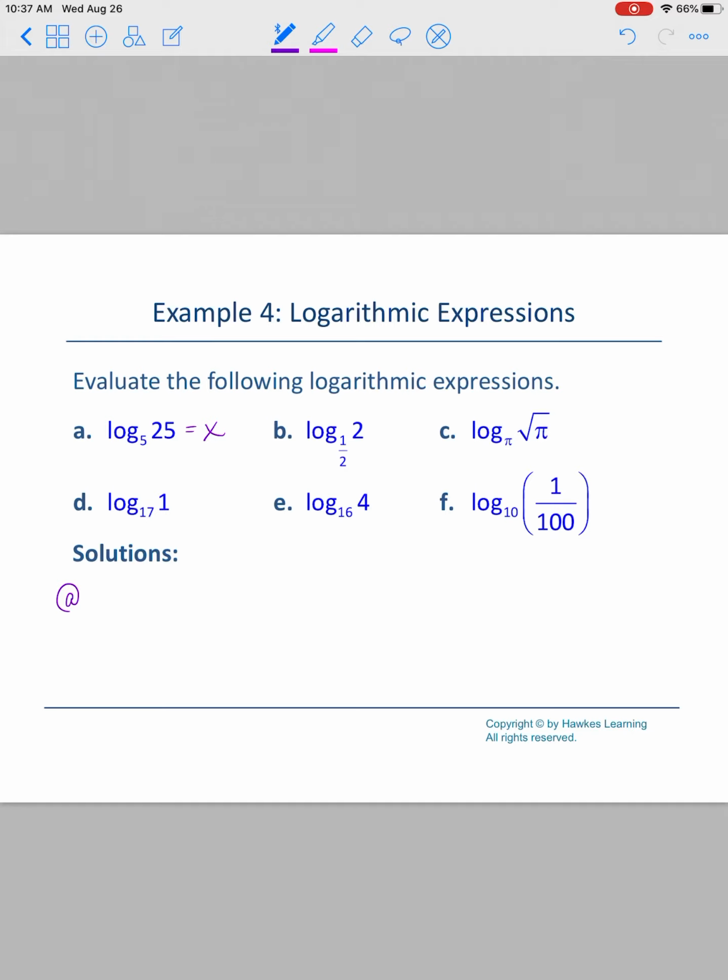So a few examples back, we rewrote these logs as exponentials. So that's what I'm going to do. I'm going to do 5 to the x power equals 25. So 5 to what power is 25? 5 to the second power is 25, so x is 2.